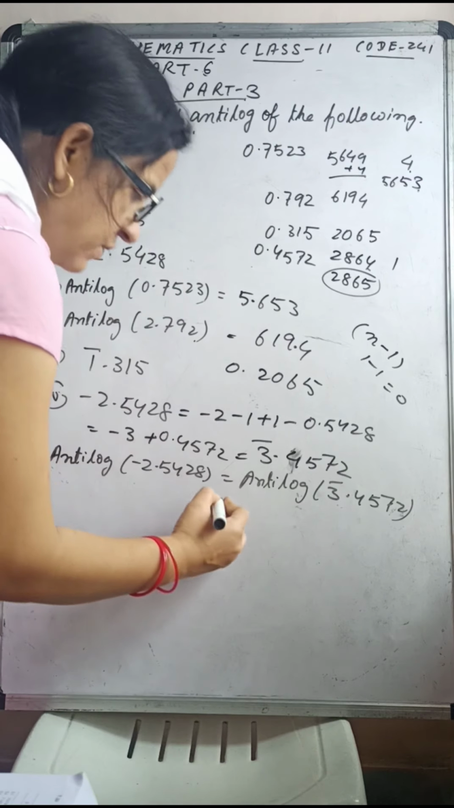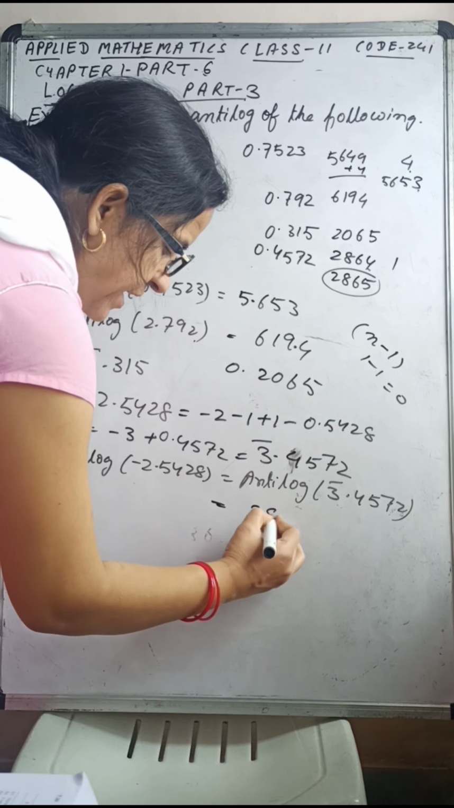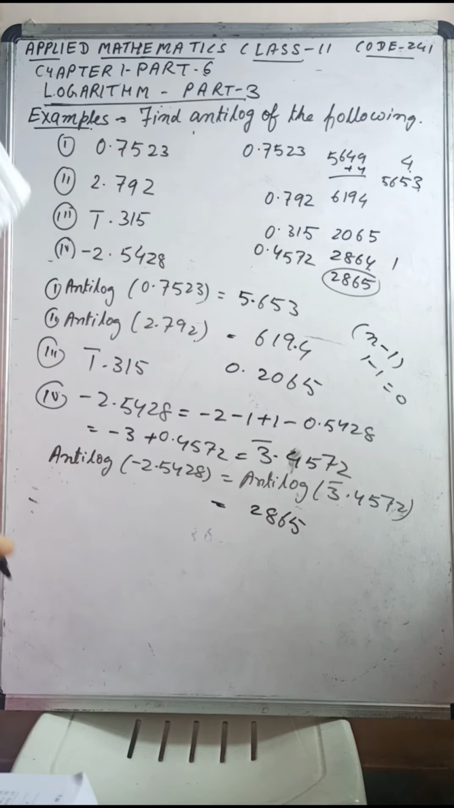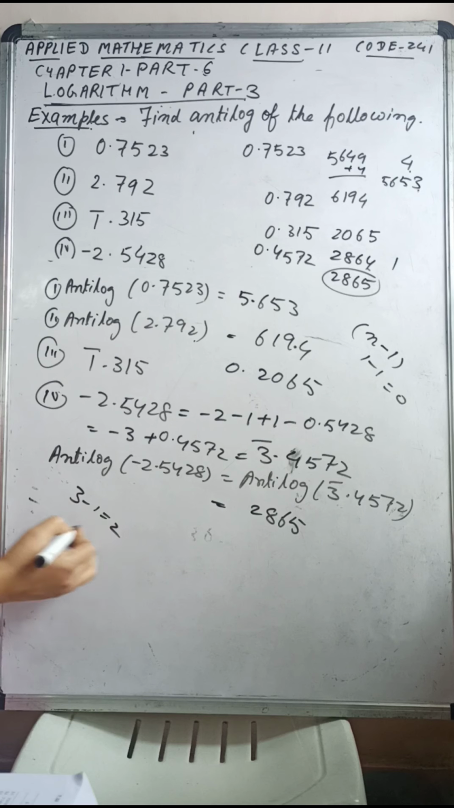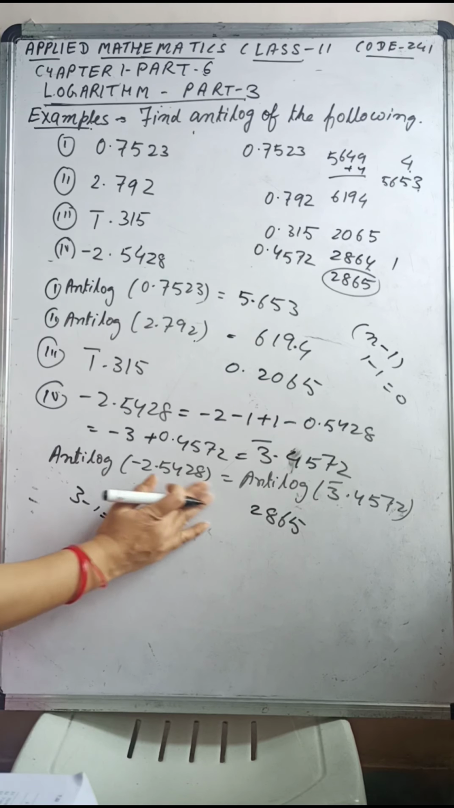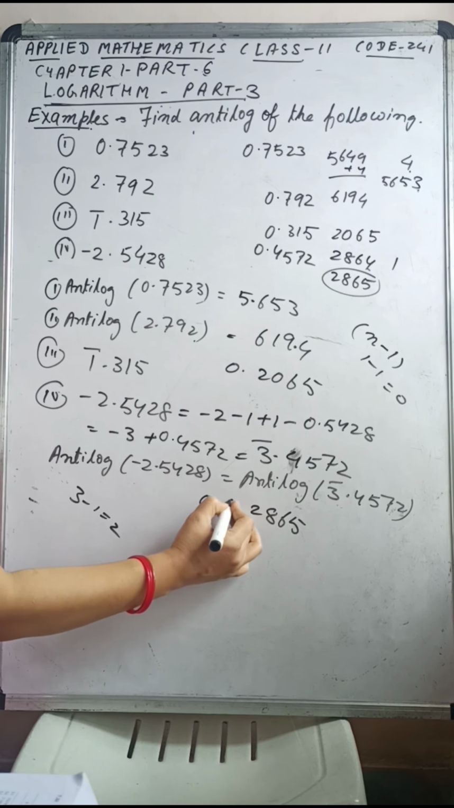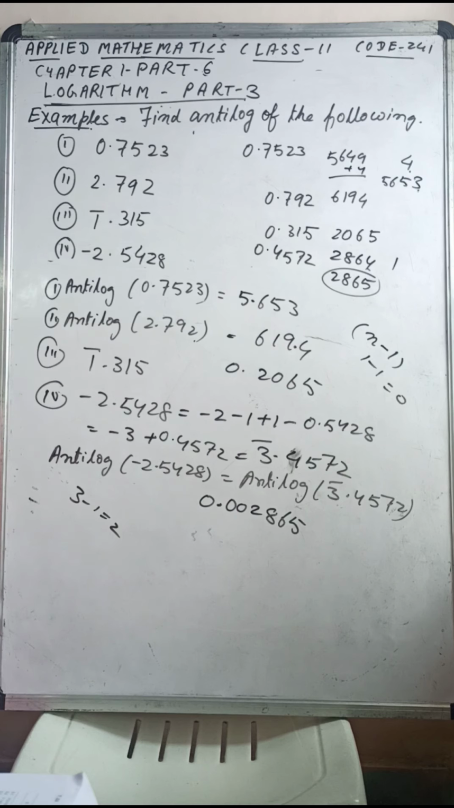So we will be writing over here 2865. Now n value is negative. So negative, that is 3. So 3 minus 1 is 2. So we will be putting 2 zeros after the decimal. 0.002865 is the antilog value of minus 2.5428.